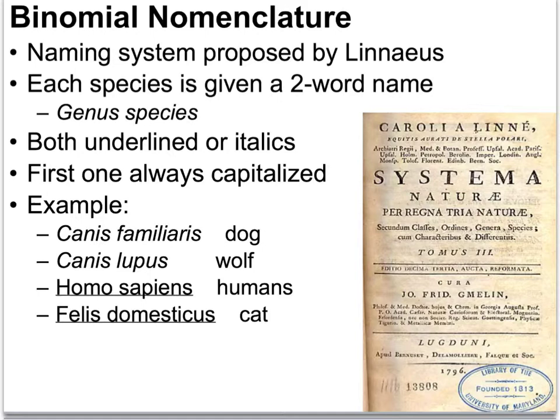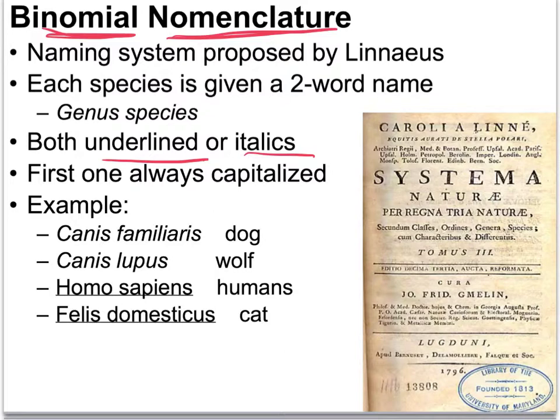Linnaeus came up with a 2-word naming system. He called this binomial nomenclature. Binomial means 2, and nomenclature means name. So every species, remember that's our most specific unit, is given a 2-word name, the genus and the species. They can either be underlined or italicized, but they have to be one or the other. And then the first one, the genus name, is always capitalized.